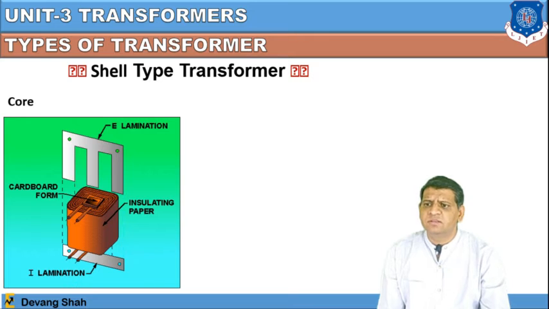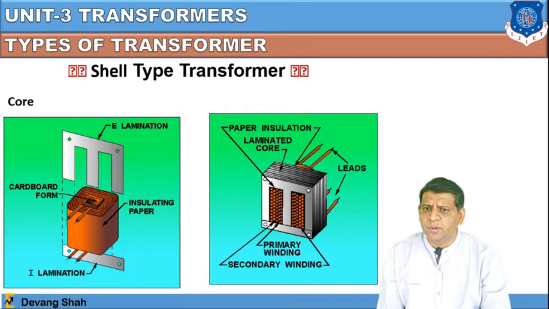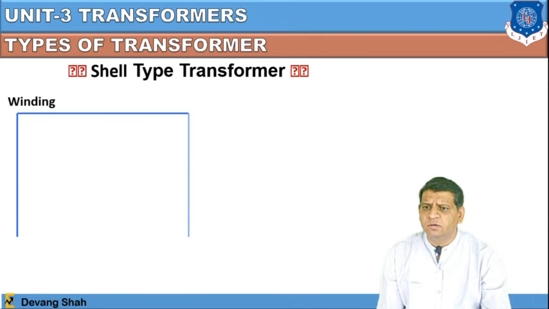So here you can find the core where the E and I sections are connected separately in a cardboard form, and this is called insulating paper, where two windings are going to be wound over this part of the core. You can check here the laminated paper insulation, so the outer part is the core in the shape of E and I, and there are primary and secondary windings we are going to connect to the middle limb with the leads. So you can check the winding here.